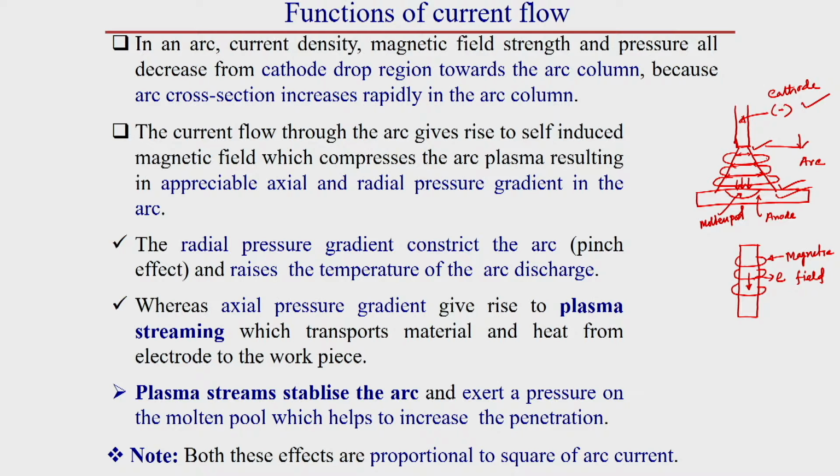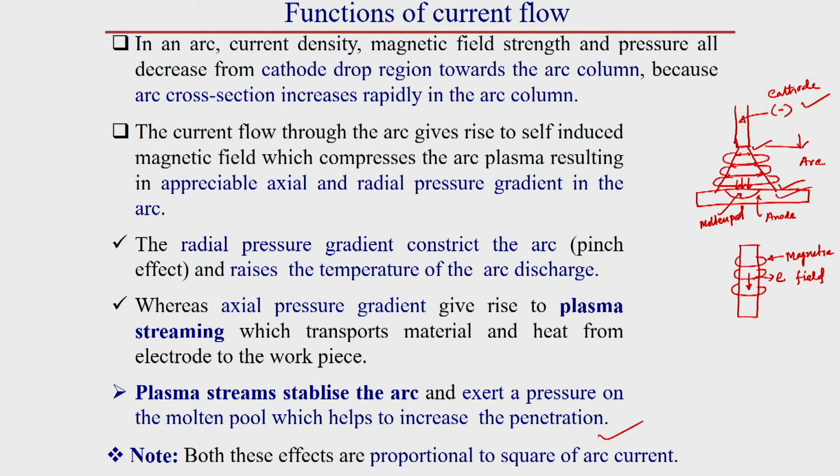So, the function of plasma streaming is to transfer the material from the cathode to the workpiece, as well as to carry the heat from the cathode to the workpiece region, and it creates some pressure over the molten pool region of the workpiece. Due to this, it increases the weld penetration. Now, one thing we should keep in mind: both the radial pressure gradient and the axial pressure gradient are dependent on current flow. It has been seen that they are proportional to the square of the arc current.